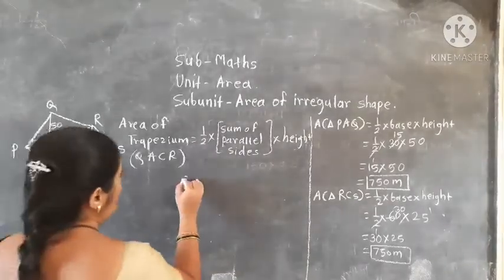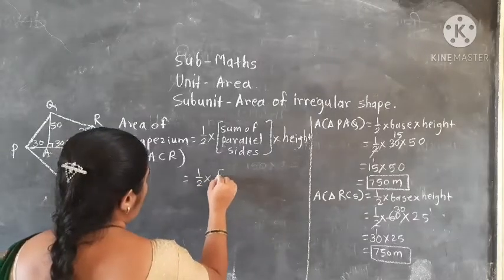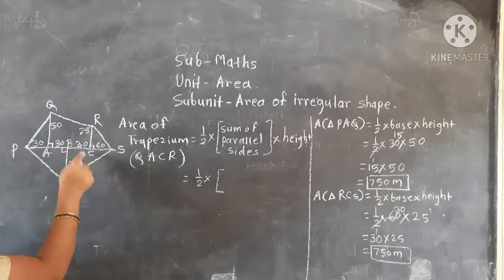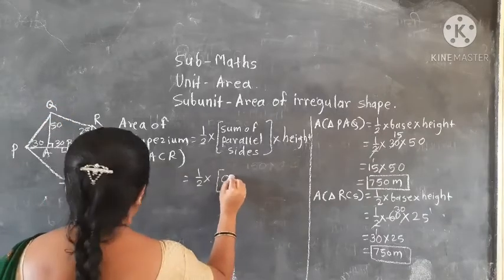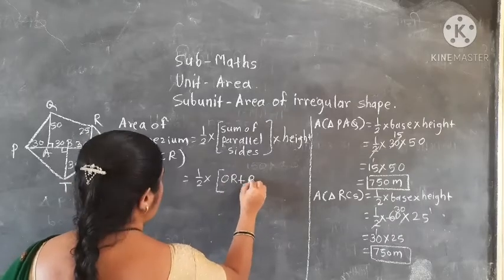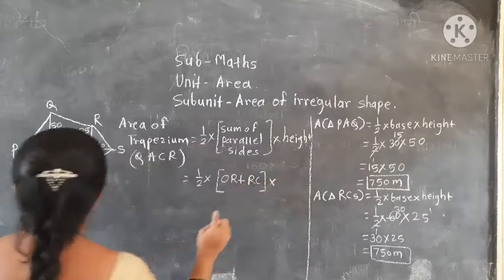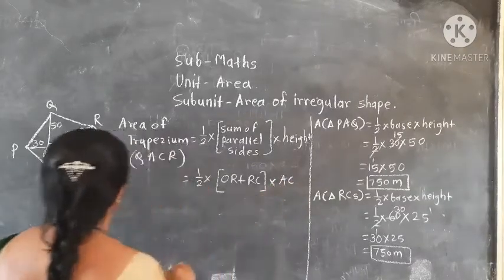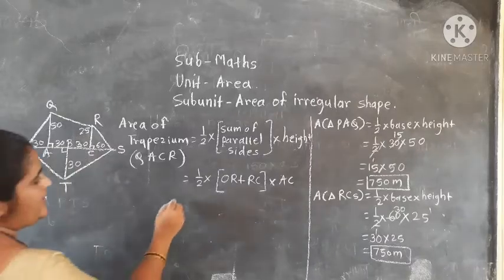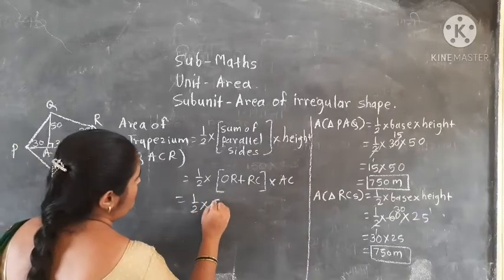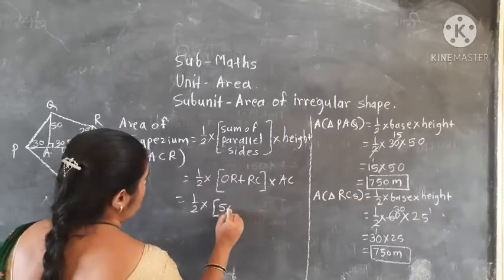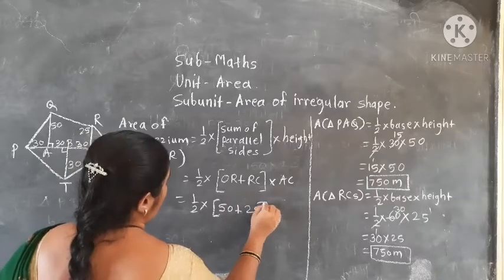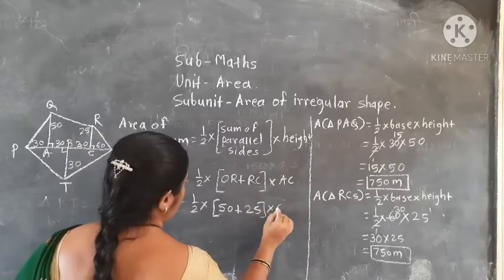Let's add this value. 1/2 into parallel sides are QR and RC, plus RC into height is AC. Let's add this value. 1/2 into value of QR is 50 plus value of RC is 25 and value of AC is 60.